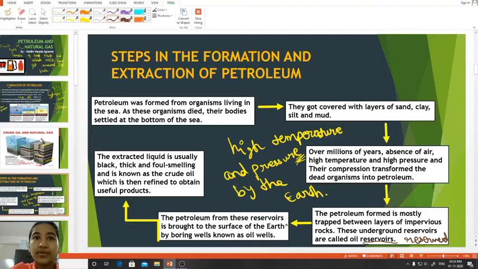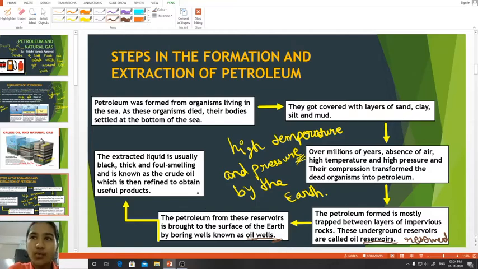So as I told you, where the oil that has formed is stored, that is the oil reservoir, and we extract it from the earth by boring, by digging wells, and those wells are known as oil wells. Next, the extracted liquid is usually black, thick, and foul smelling and is known as crude oil, which is then refined to obtain useful products.